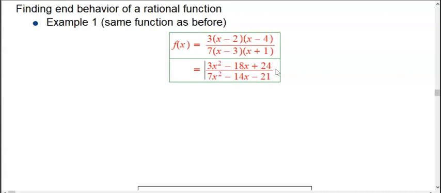And the key is that when x is a huge honking big number, if it's like 1 billion, this is going to be so much bigger than this guy because I've got that billion squared that it's as if this doesn't even matter, to a very good approximation. And the 24, oh my God, not even close. 3 times 1 billion squared is so huge. Minus 18 billion plus 24 doesn't even matter. Similarly, the lower order terms don't matter on the bottom.